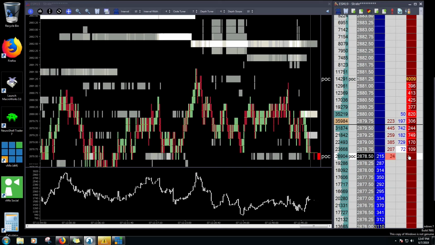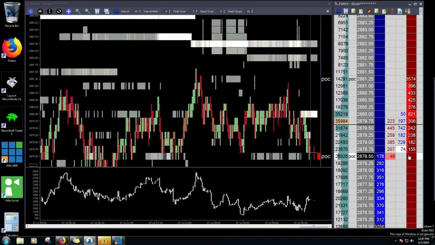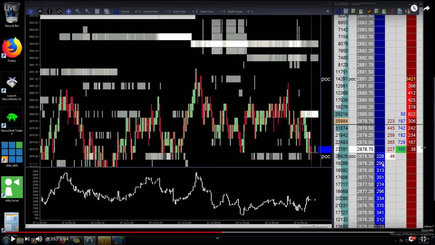So I'm waiting to see what happens here. You can see how I have the finger right here on the red box. I'm considering, if I click on that, a market order to the sell side. And that is if we can break this level. Very slow, very slow. Now it's 228 versus 38.